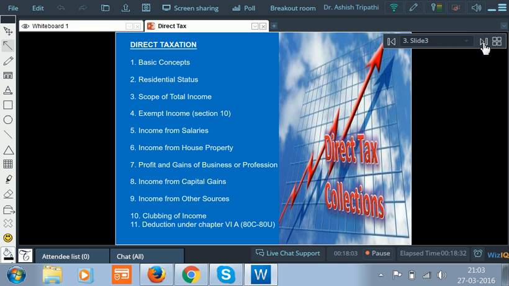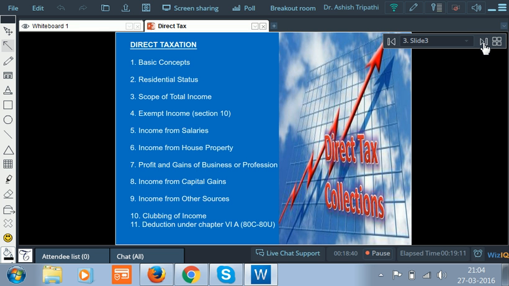The next chapter is deduction under chapter 6A, 80C to 80U. Now there are various tax benefits given by the government. Like if you go for a housing loan, you will get income tax benefit. If you take a life insurance policy, you will get income tax benefit. If you go for a medical insurance policy, you get income tax benefit. If you donate somewhere, you get income tax benefit. If you are physically handicapped, you get income tax benefit. So there are various avenues wherein you get income tax benefit.